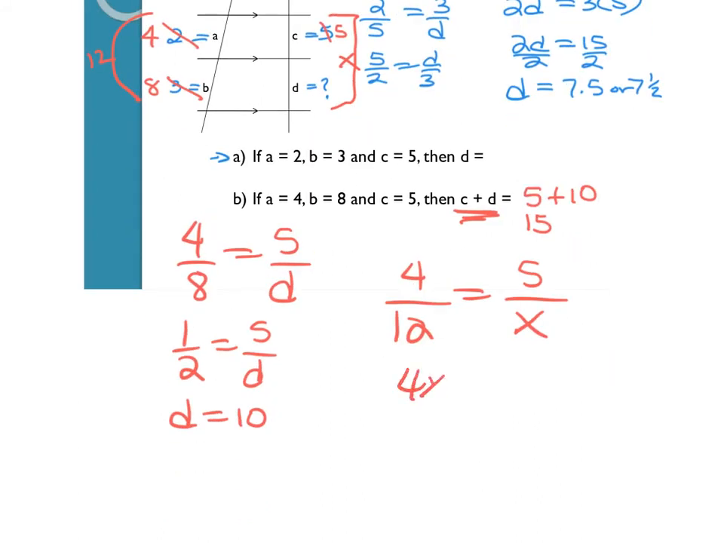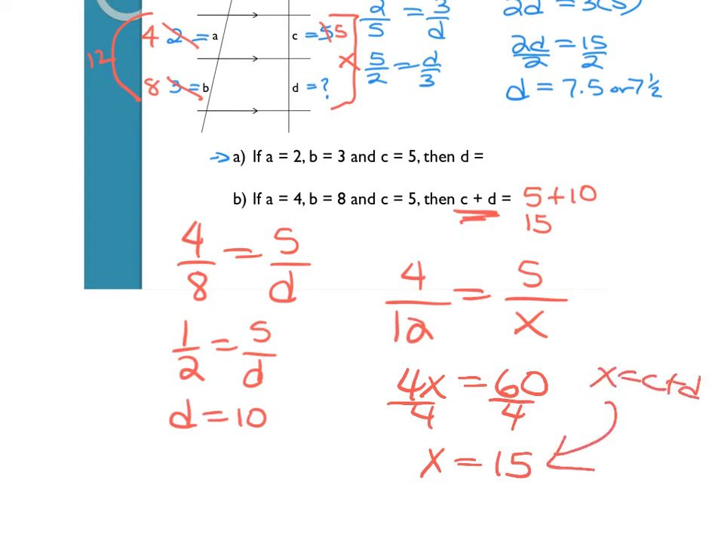So X equals 60. Divide by 4, and X, which is really equivalent to C plus D, is equal to 15. Same answer I got when I found D separately. I just needed to remember to go back and add it to C.